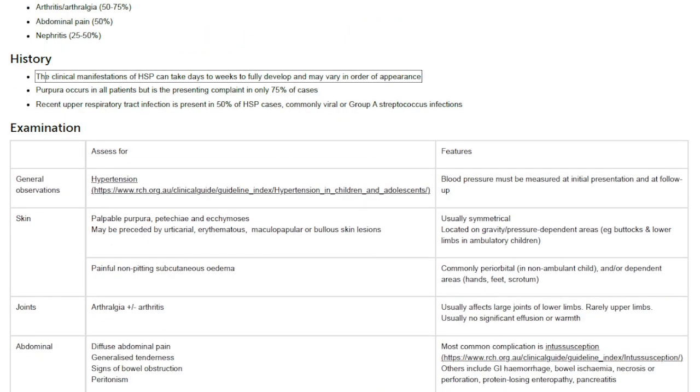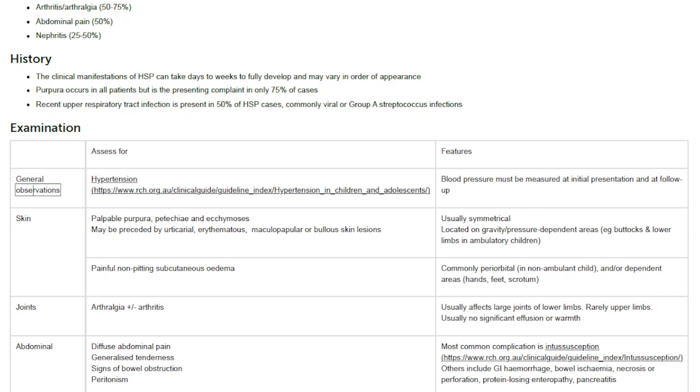History. The clinical manifestations of HSP can take days to weeks to fully develop and may vary in order of appearance. Purpura occurs in all patients but is the presenting complaint in only 75% of cases. Recent upper respiratory tract infection is present in 50% of HSP cases, commonly group A streptococcus infections.